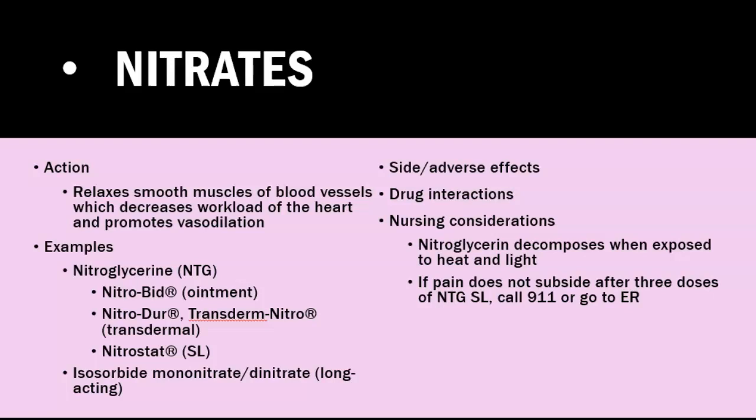So they might start out with 1 nitroglycerin sublingual that will help with their chest pain. The more that they take that, they might have to move to 2, and then they might have to move to 3. So they develop a tolerance to it.